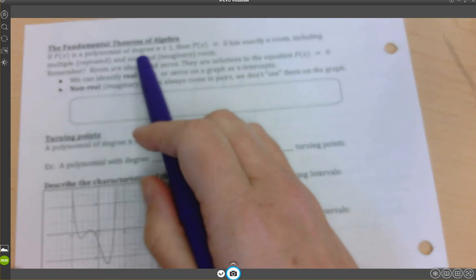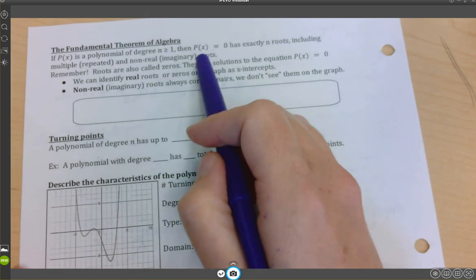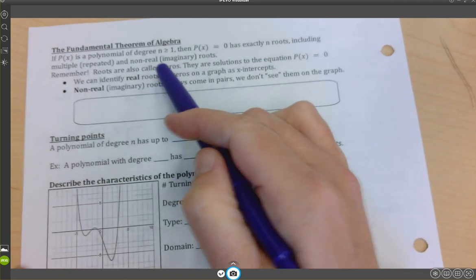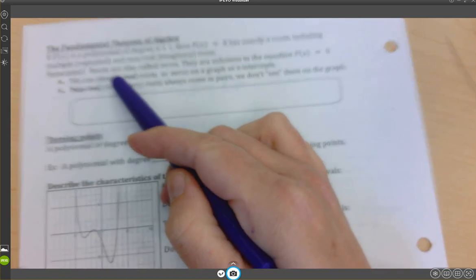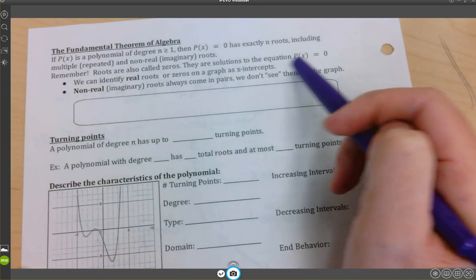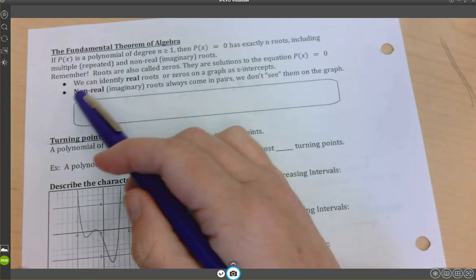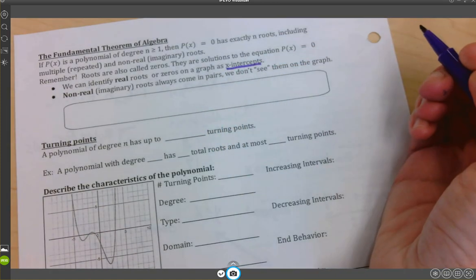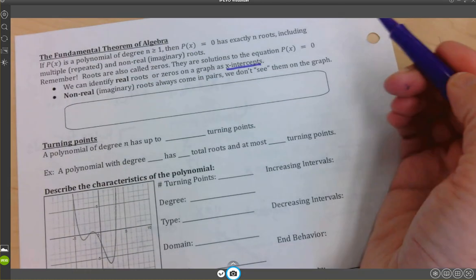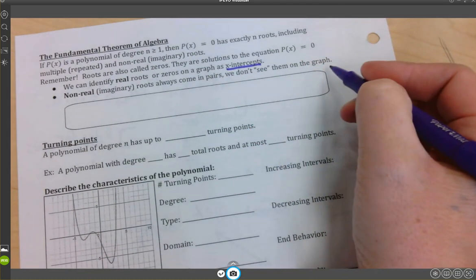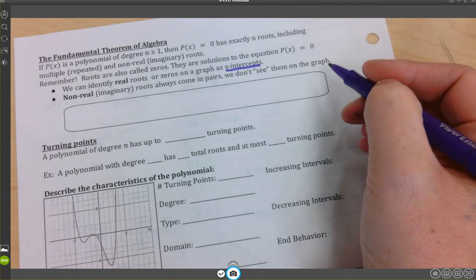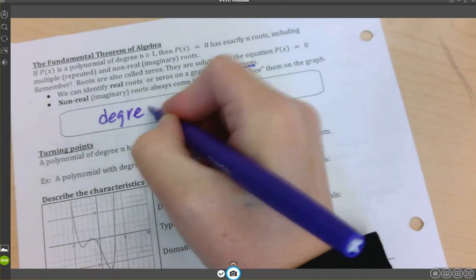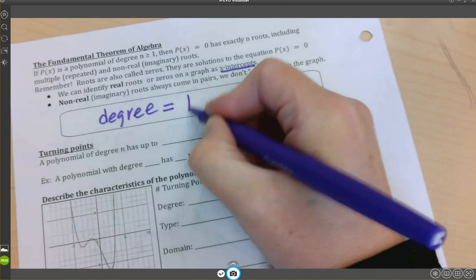If a polynomial of degree n greater than 1 and the polynomial equals 0 has exactly n roots, including multiple and non-real roots. Roots are called zeros, and they're also solutions to the equation p of x equals 0. We can find the real roots on the graph as x-intercepts, so any real roots will be there as x-intercepts. Non-real roots come in pairs, and we don't see them on the graph. So the important thing to remember here is that the degree of your polynomial is equal to the total number of roots.